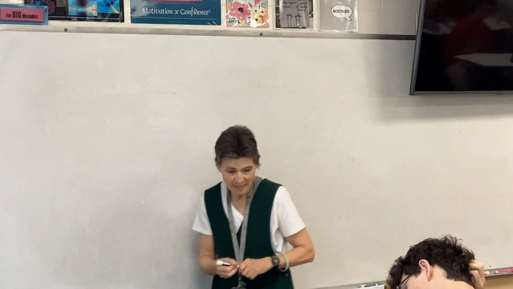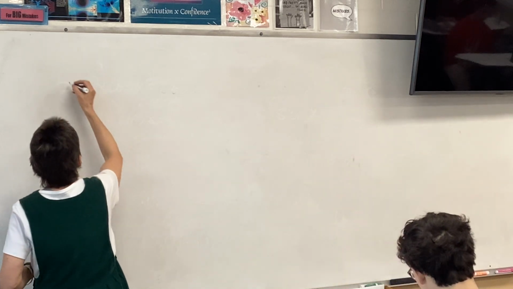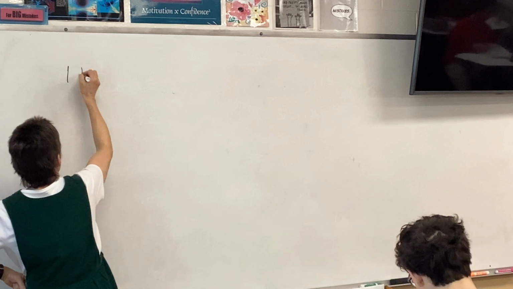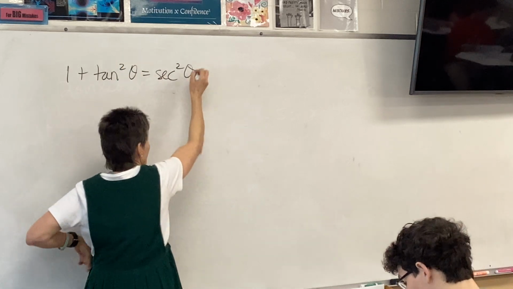Look for it, either in your notes or on a note card. What is the identity that links tangent squared and secant squared? It's one of the Pythagorean identities, and it says 1 plus tangent squared is secant squared, right?